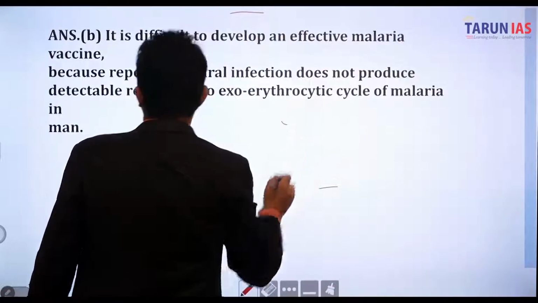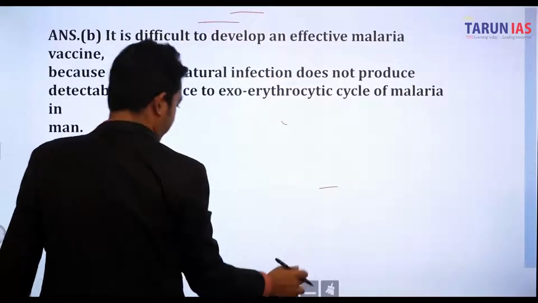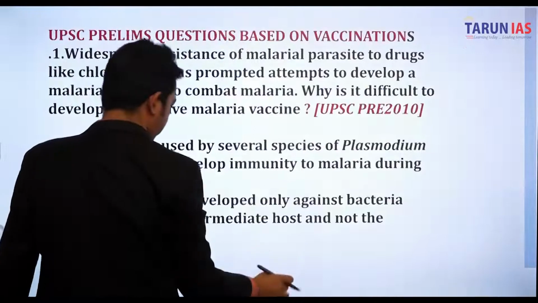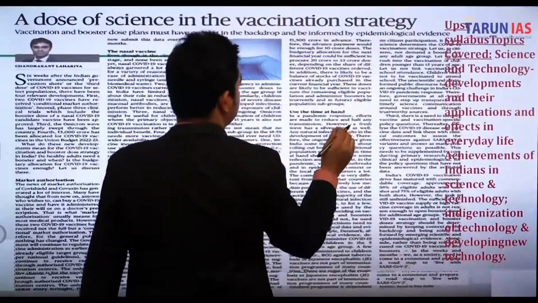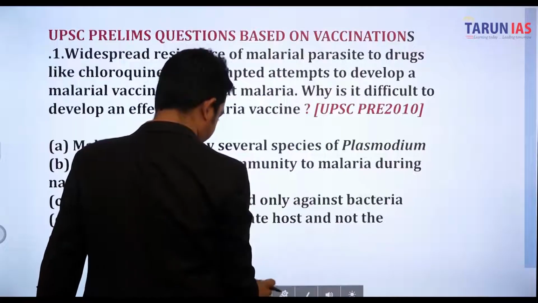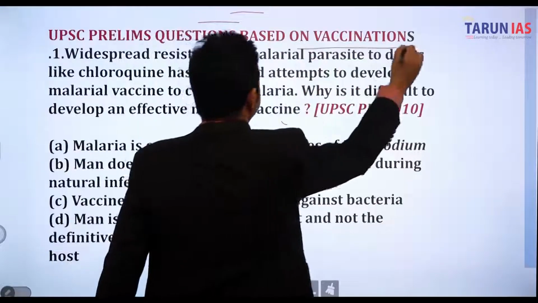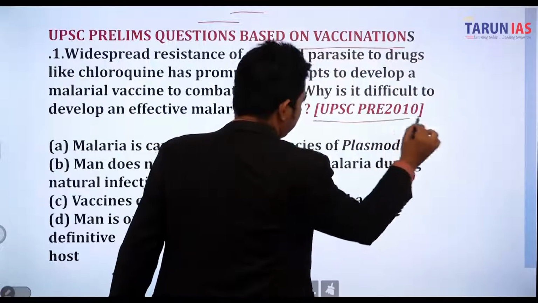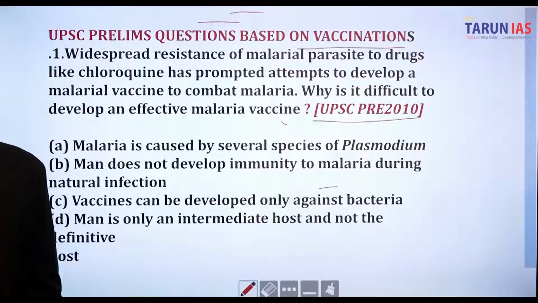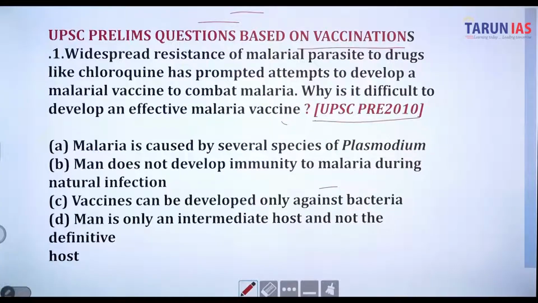Okay, so here is a prelims question that is based on vaccination. This question was asked in UPSC Prelims 2010. So solve almost 10 to 12 years old questions asked in the prelims section. Widespread resistance of the malaria parasite to drugs like chloroquine has prompted attempts to develop a malarial vaccine to combat malaria. Why is it difficult to develop an effective malaria vaccine?